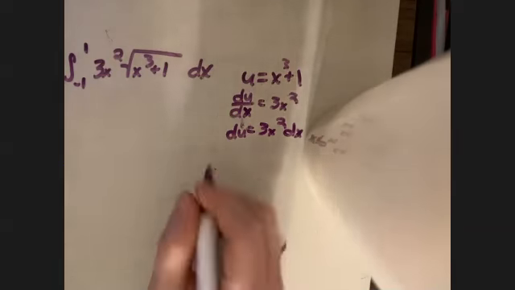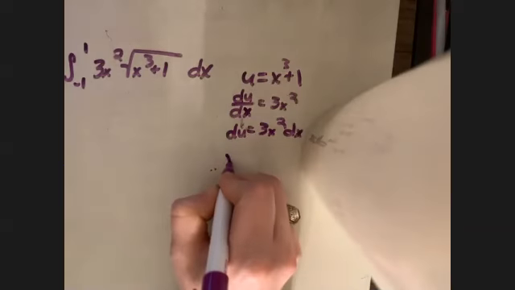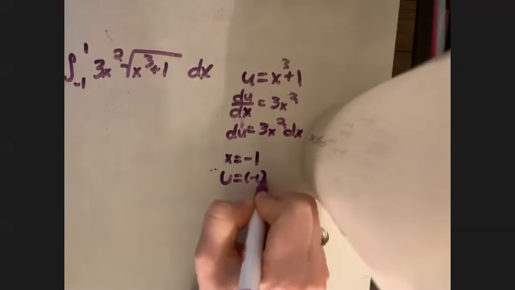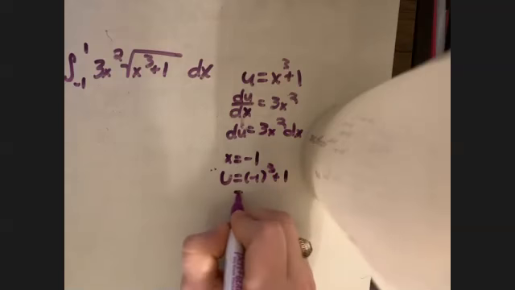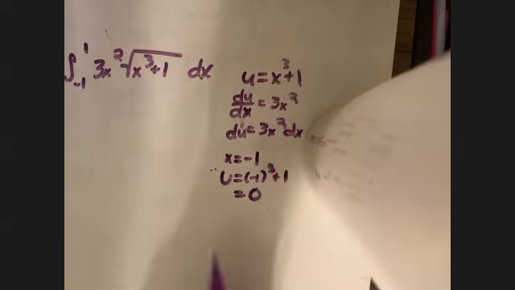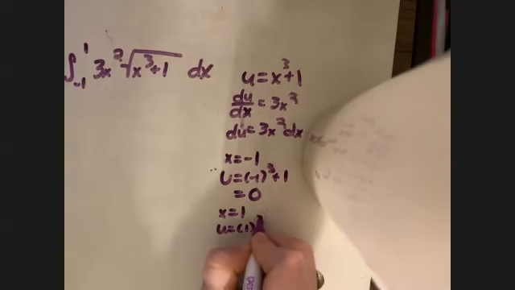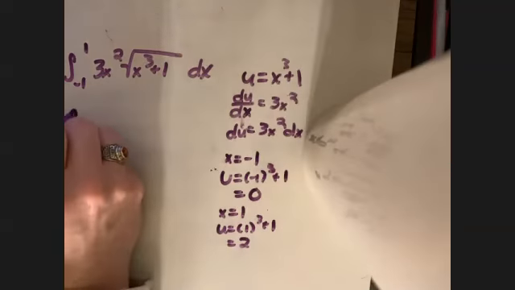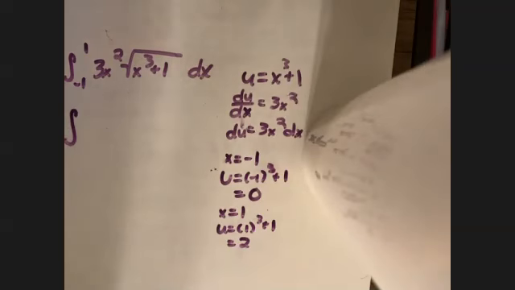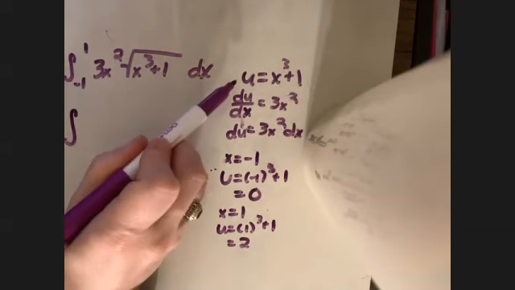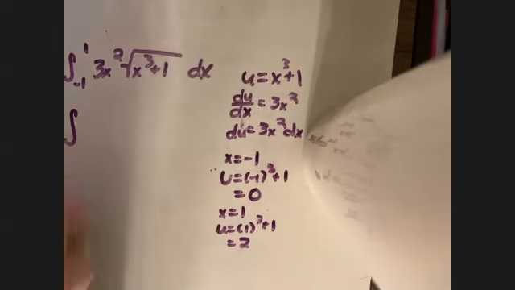Okay, now the difference here is, if x is -1, u is then -1 cubed plus 1. So it's going to be -1 plus 1 is 0. If x is 1, 1 plus 1 is 2. Okay, so now when we do our integration, instead of going from -1 to 1, because that's the boundings for x, we now, because we're going to be in the letter u, we need the boundings for u. So we're going from 0 to 2.